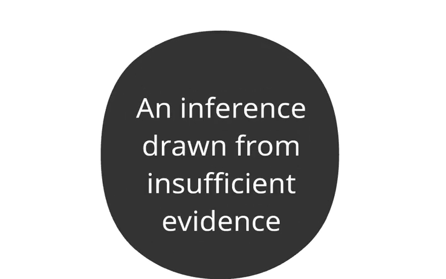Hasty generalization is an inference that is drawn from insufficient evidence. Now, these are kind of big, fancy $20 words, so let's talk about what this means in other words. An inference means something that you conclude, something that you decide, or that somebody's trying to make you decide, but it is drawn from insufficient evidence, which means not enough evidence, okay?